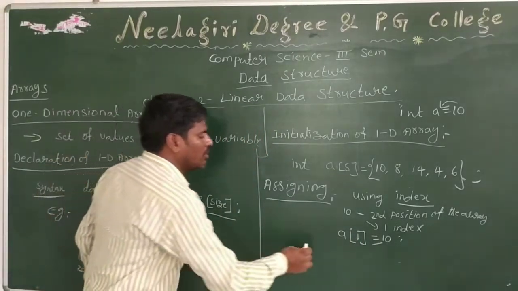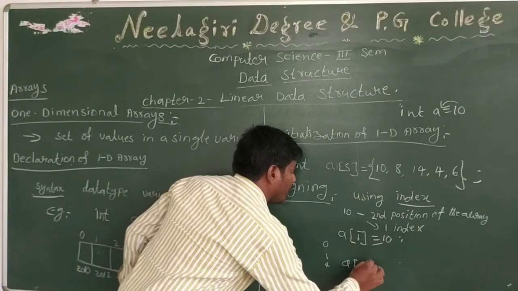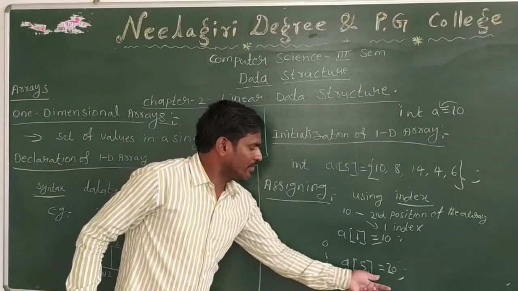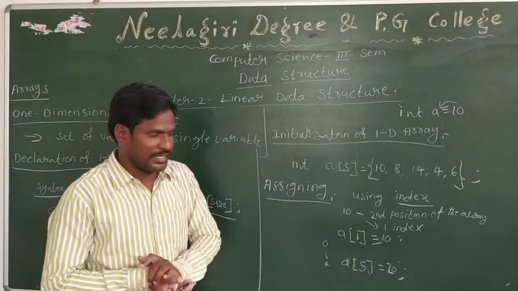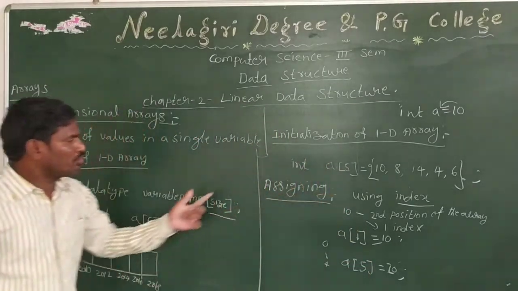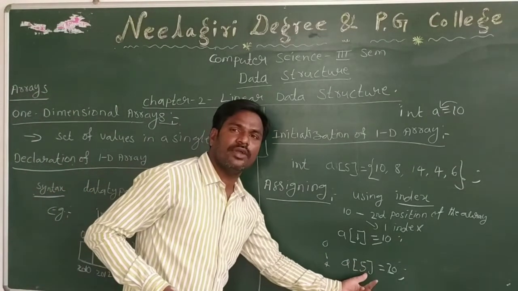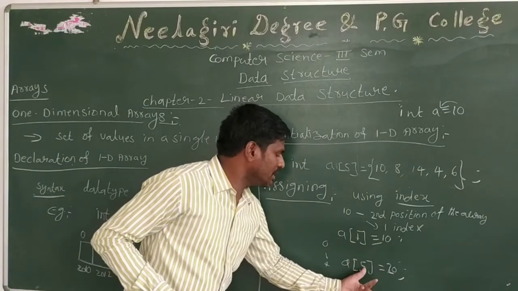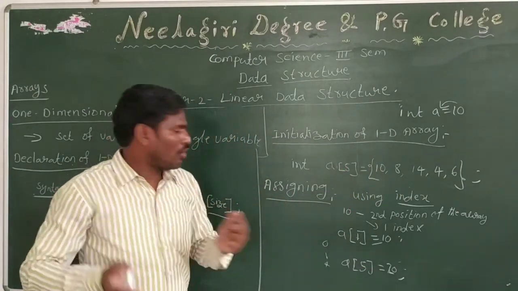We can assign all the values from 0 to 4. Whenever we give A of 5 is equal to 10, automatically an exception is generated. Why? The size is 5, so the index range is only up to 4. How can we assign a value at 5? A of 5 means the index 5. When the array size is 5, the index won't go beyond 4. How can we assign?